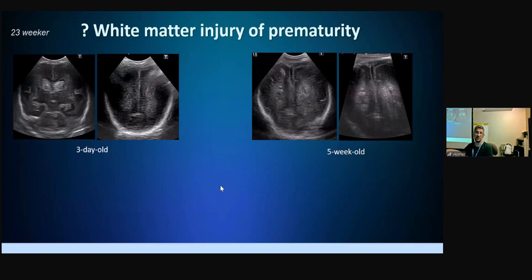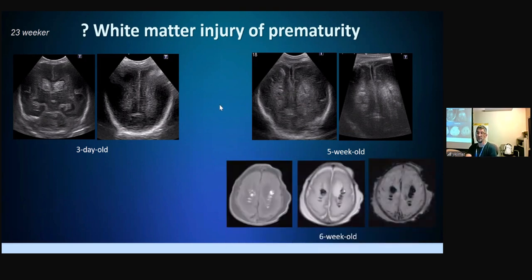Okay, so if I ask you if this could be white matter injury of prematurity, there are 2 ultrasound studies on the 3-day-old. There is intraventricular hemorrhage and some white matter echogenicity, bilateral, symmetric, posterior dominant. And this is the same patient at 5 weeks old. There is still some increased echogenicity. Some echogenic areas are more focal, but there are no cystic changes. Could this be PVL or something else? So what is the other differential?